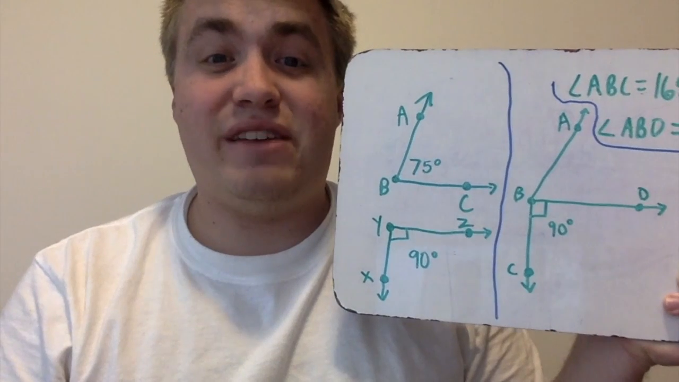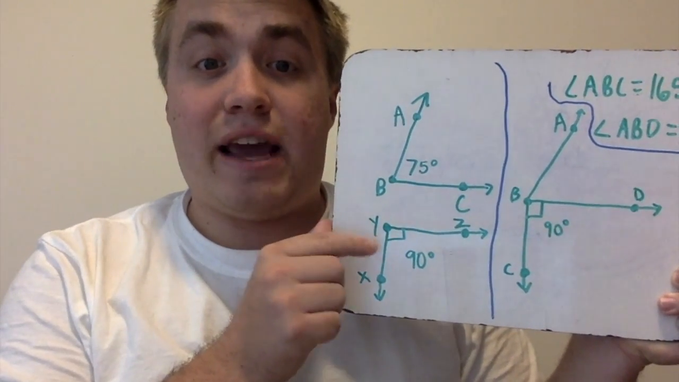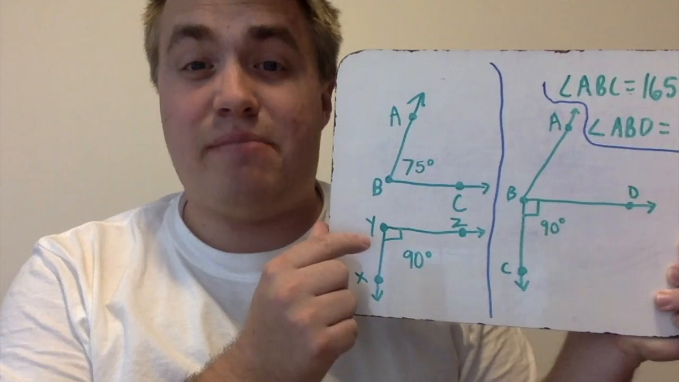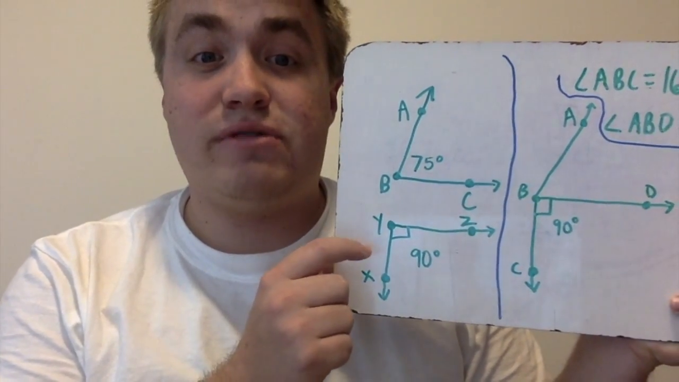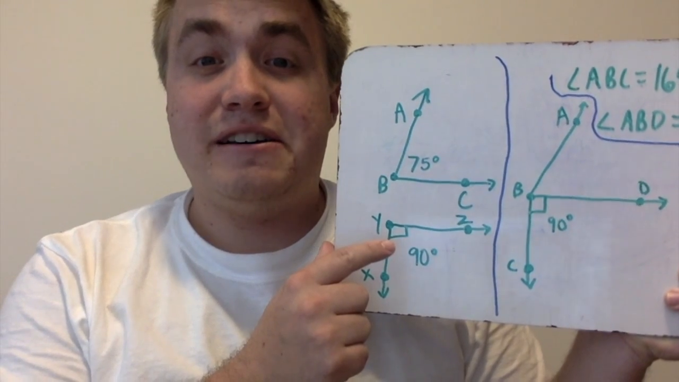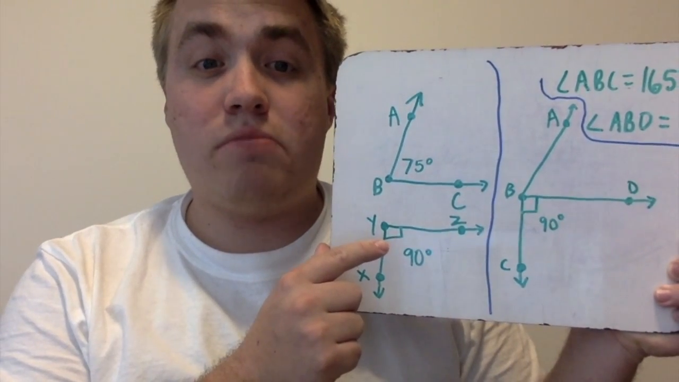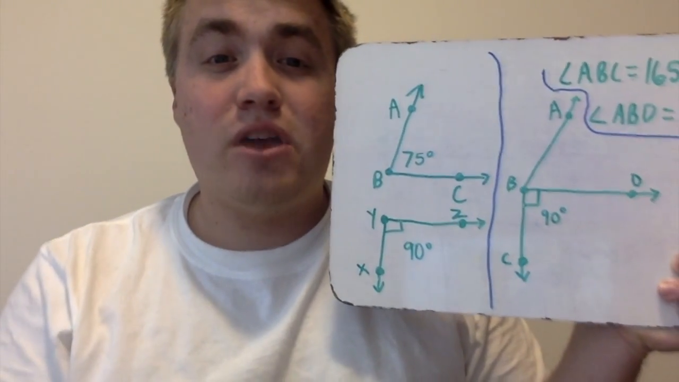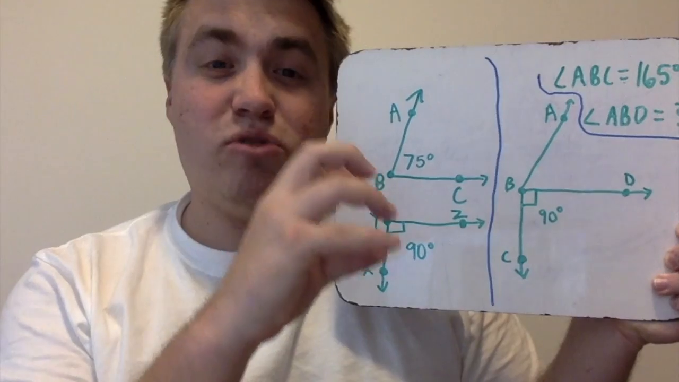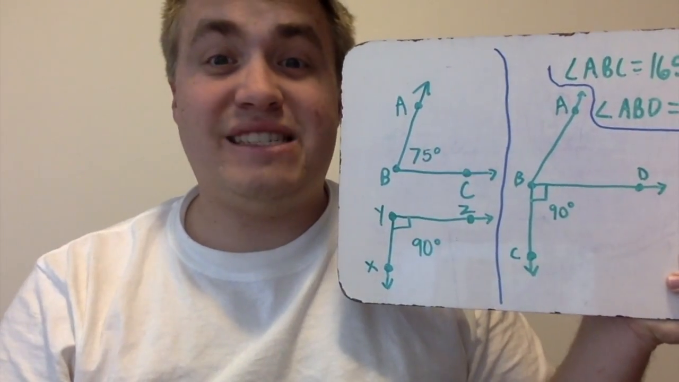I labeled it 75 degrees. Down here I have another angle, right? Two different rays connected at my vertex. And this angle down here is actually a 90-degree angle, right? If I put my post-it note right down there in the corner, I would say that angle XYZ is 90 degrees. But what happens if I were to smush these two angles together?